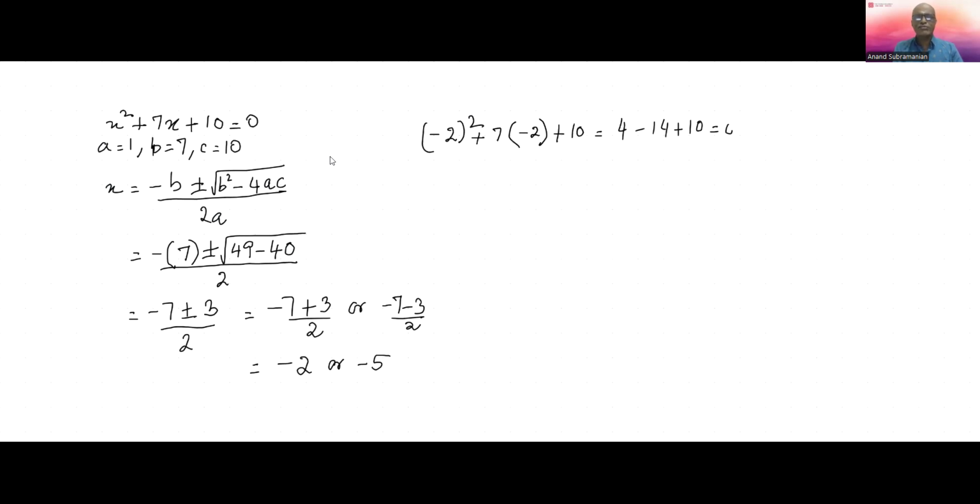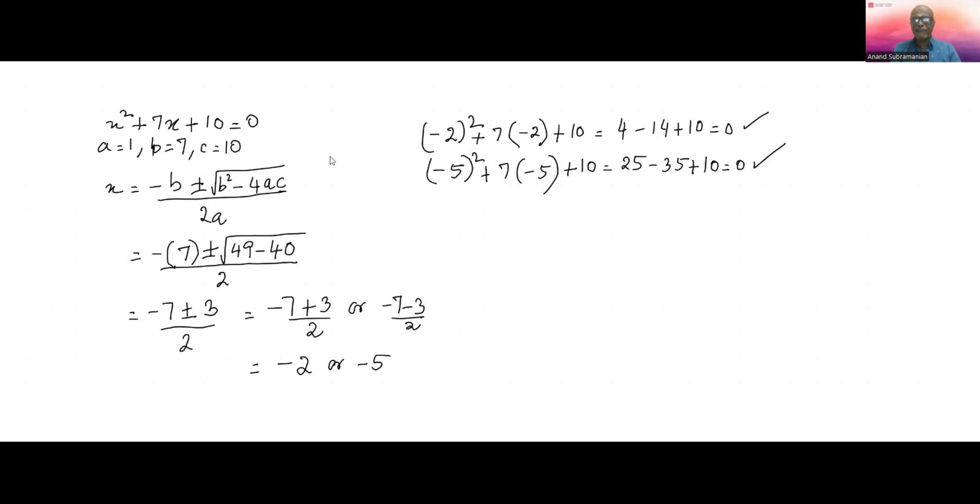Next, let's check with negative 5 the whole squared plus 7 times negative 5. You have to check whenever it comes to equation, please cross check whether your solution is correct or not. Plus 10. That is equal to 25 minus 35 plus 10. So 35 minus 35 is how much? 0. So correct. These are the only two solutions.